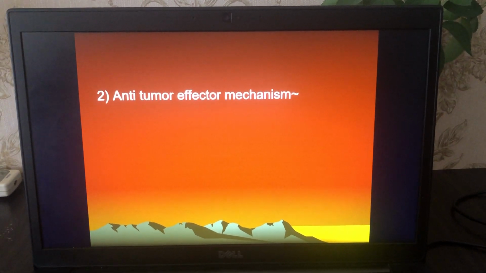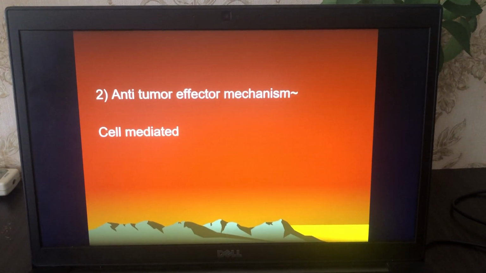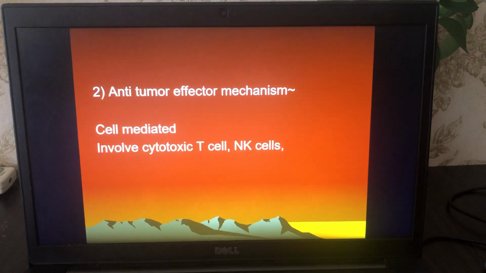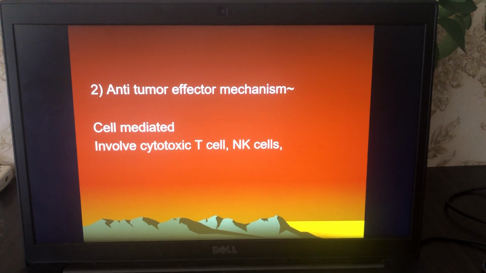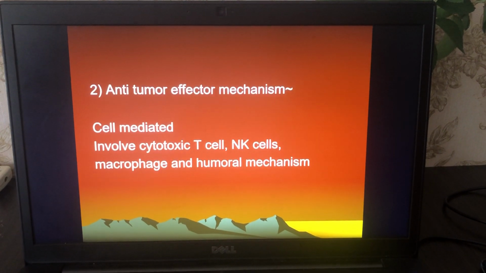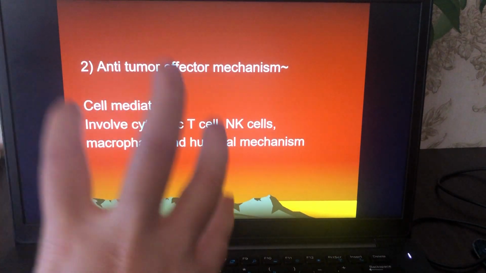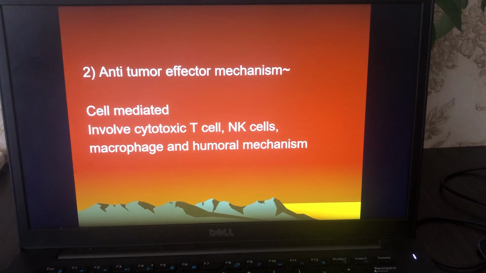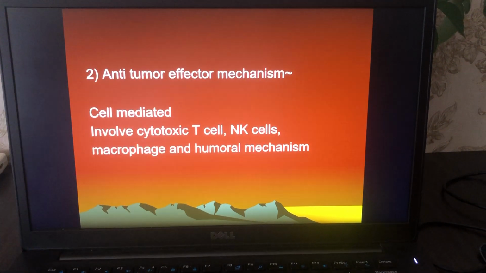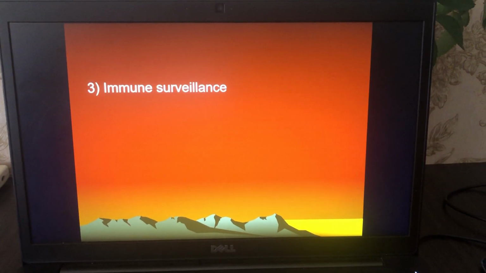You also have what we call anti-tumor effector mechanism. This is a cell-mediated system. It involves cytotoxic T cells and natural killer cells, macrophage, and the humoral mechanism. All this is part of your immune system. It will then mediate and kill the tumor. Now, that's what we call anti-tumor mechanism. Again, if your mechanism is slower than the growth of the tumor, then that's a problem. That means you cannot cope with the growth and the impending effect.